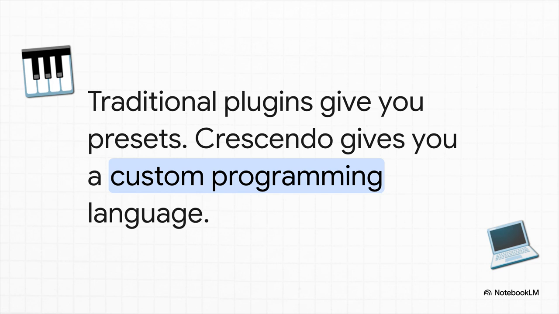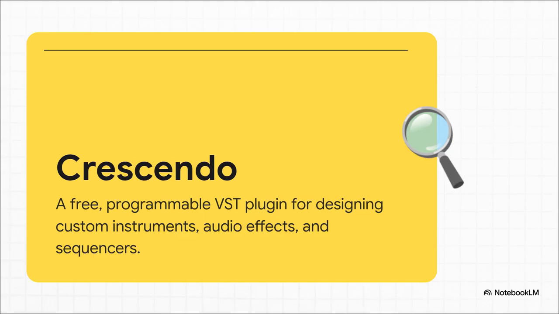See, your typical plugin gives you a finished product. It's a car with the hood welded shut. Crescendo is totally different. It hands you the keys to the entire factory. You get the raw materials, a custom programming language, and you get to build the exact tool you need from the ground up. So what exactly is this thing?